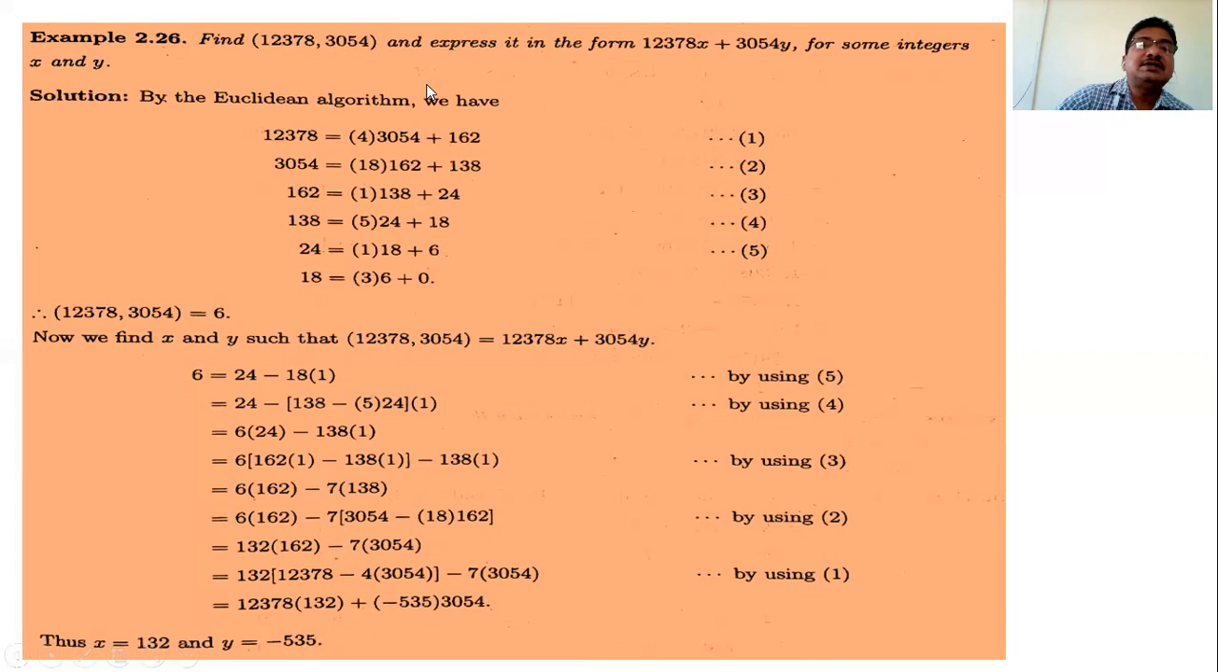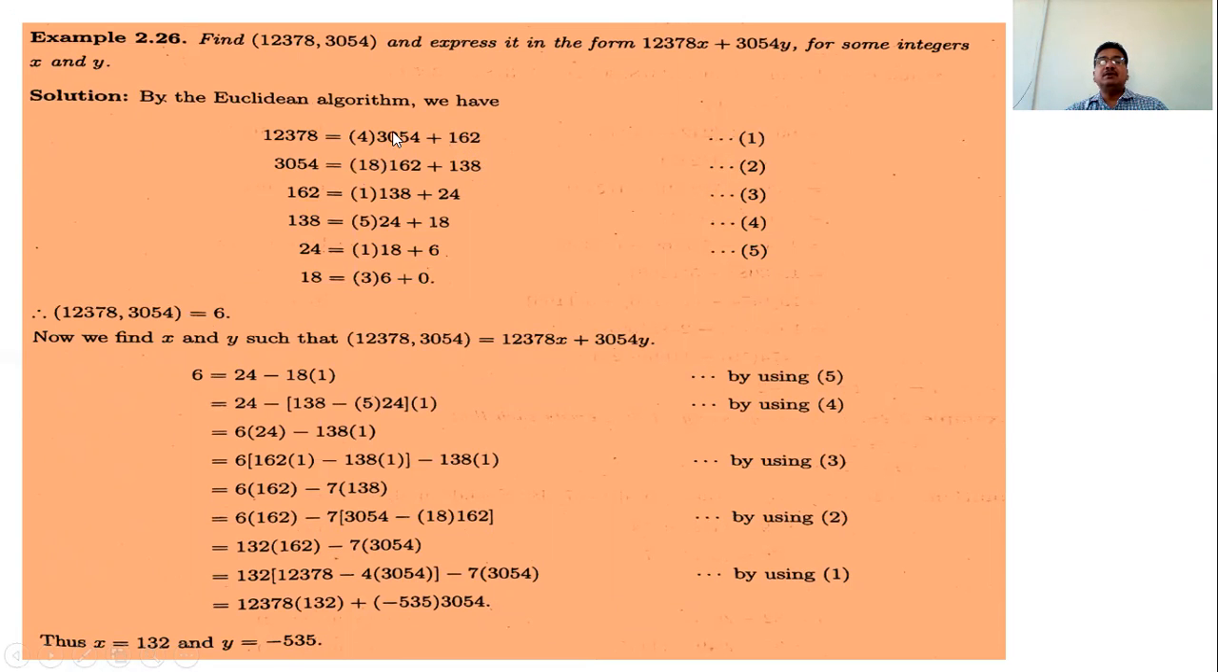y. So obviously we are going to use the Euclidean algorithm, that is, divide the larger number by the smaller number, that is 12378 by 3054. If we divide this number by this number using a calculator, we get the quotient 4 point something, that is 4 is the quotient, and then this number minus 3054 into 4, subtracting this from this number, we get 162 by using a calculator. So this is the remainder.